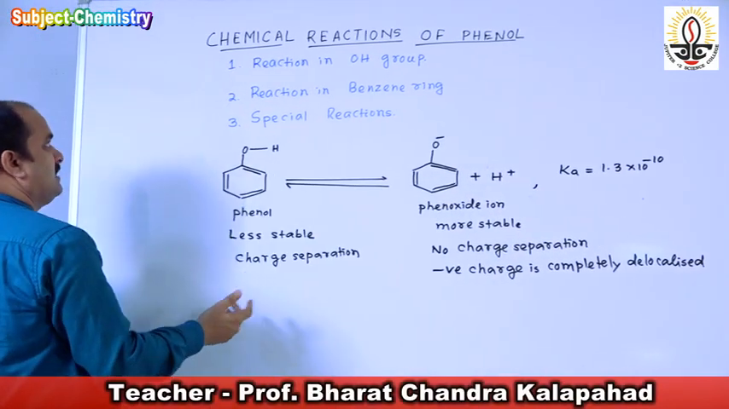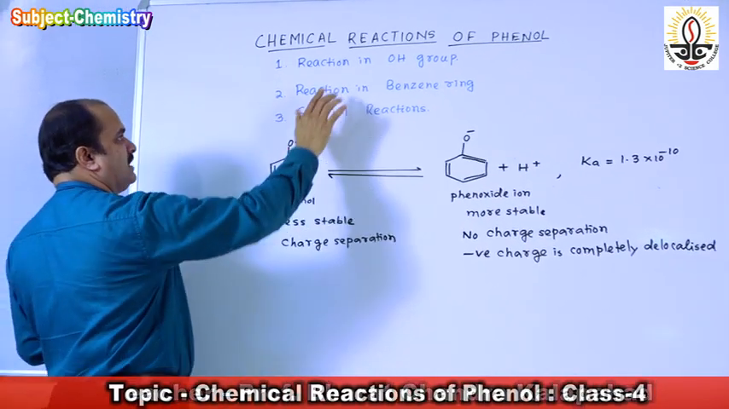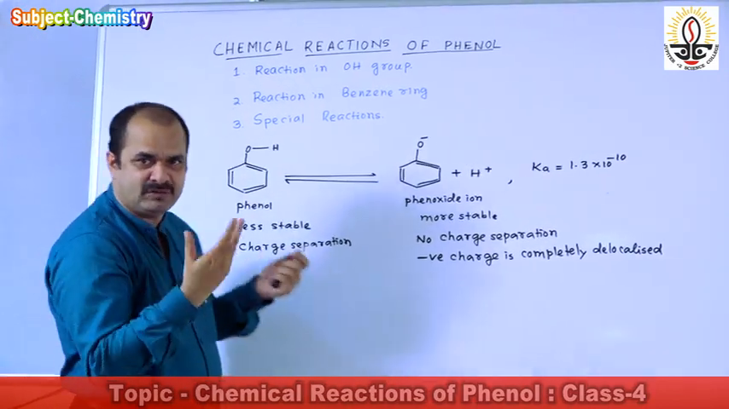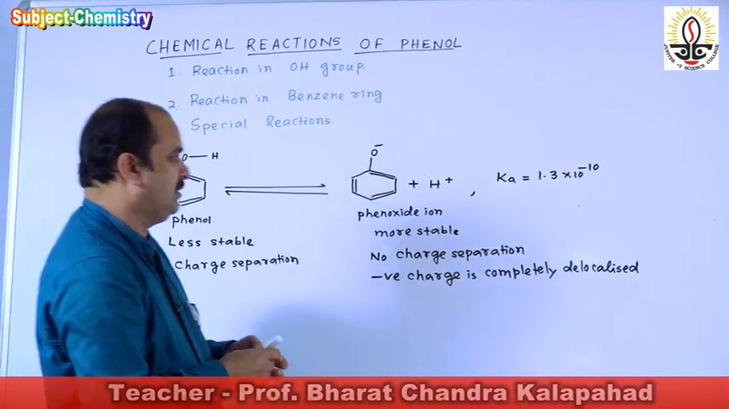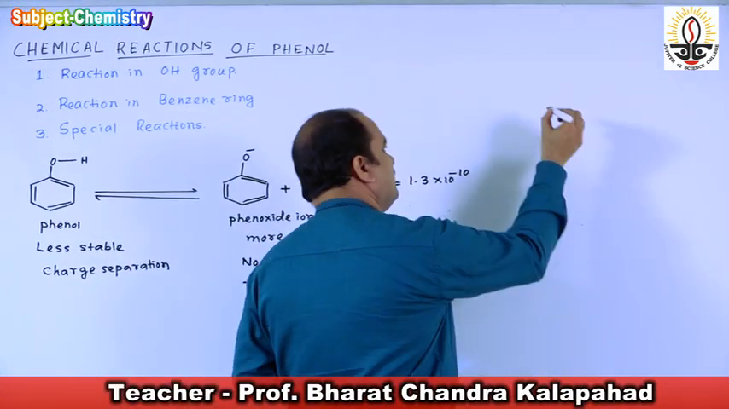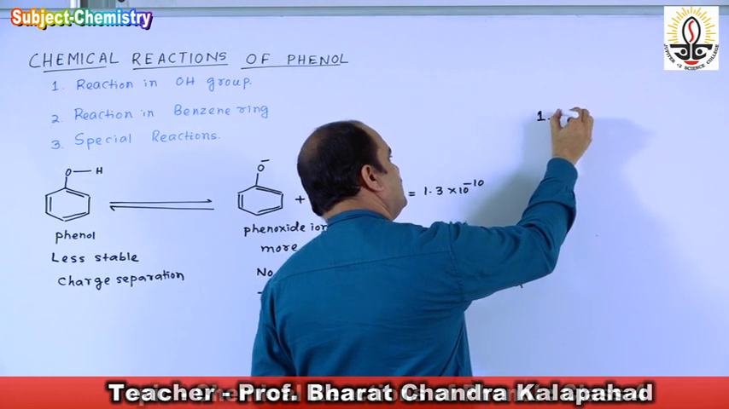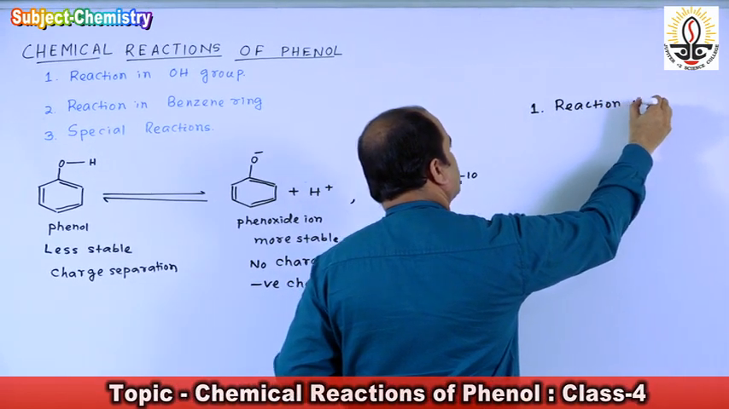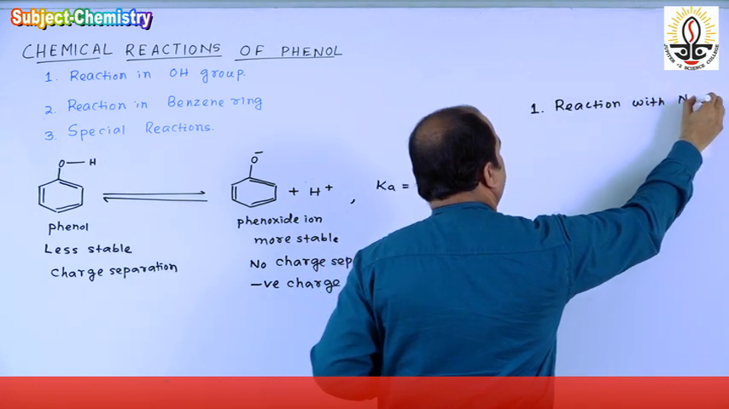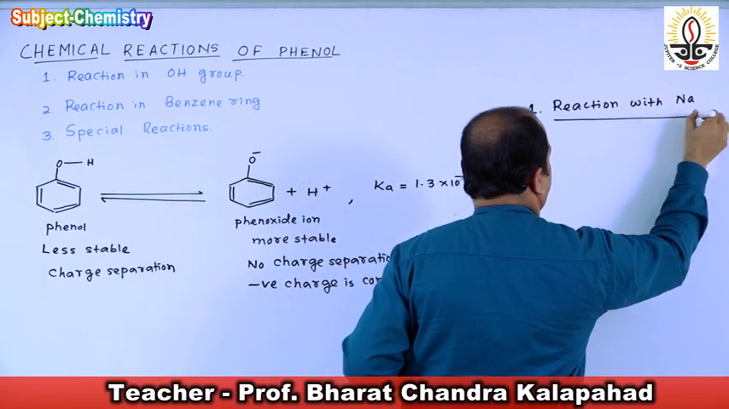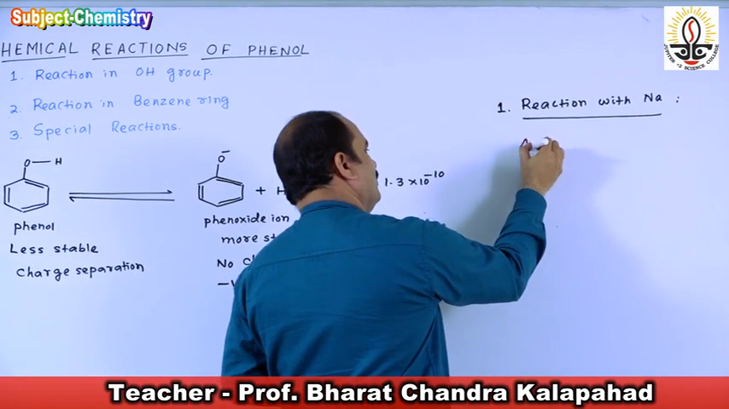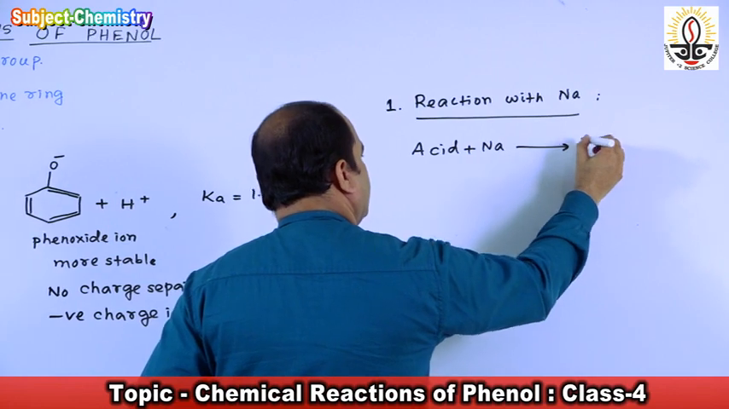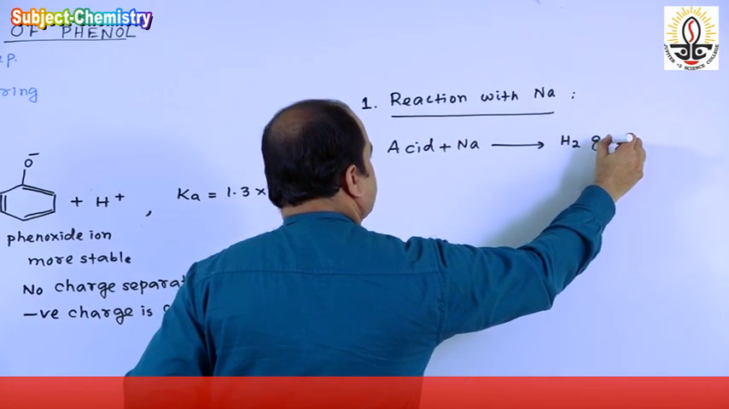Now we will discuss the chemical reactions of phenol with respect to OH group. The acidic nature of phenol is attributed by the following reactions. Number one reaction is reaction with Na, sodium metal. You know, organic acid plus Na gives H2 gas.